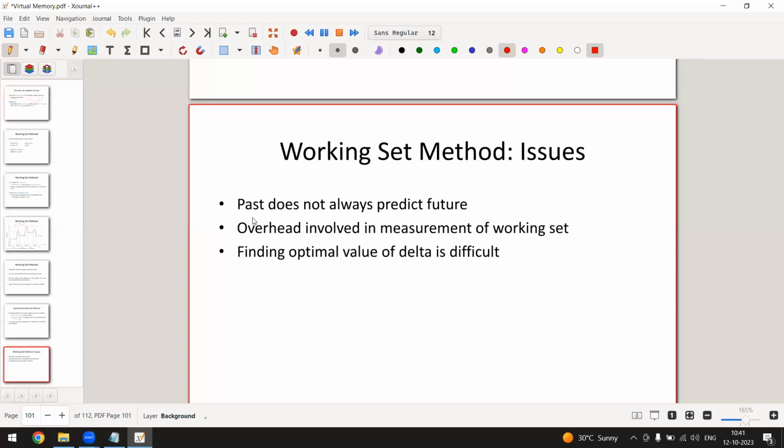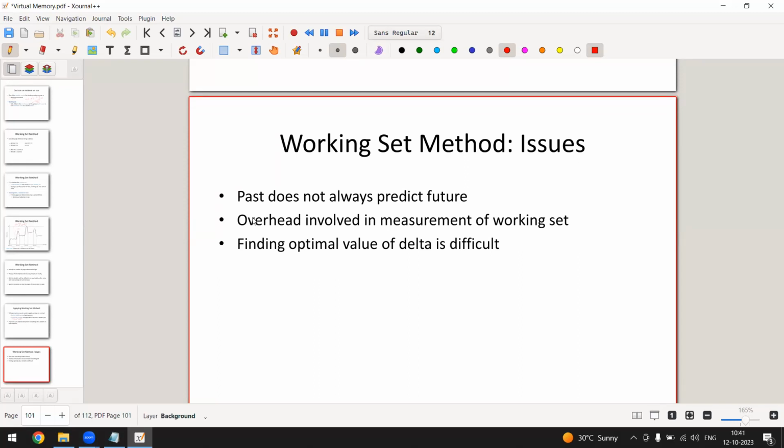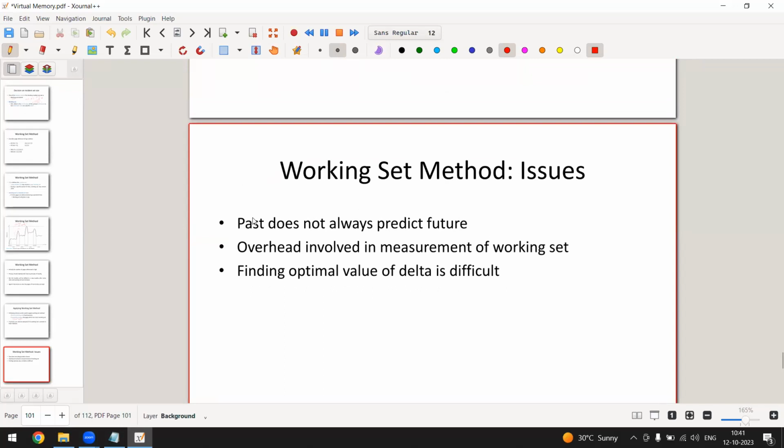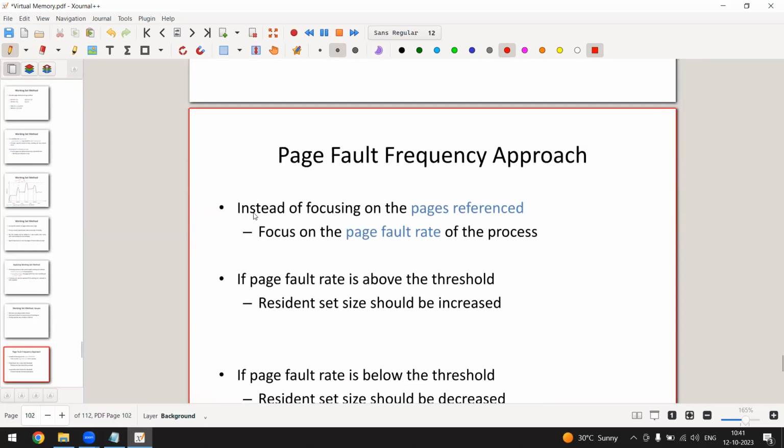Because the working set principle is very simple. At every point, you are looking at the past few references of the process, and based on that, you are swapping out the other pages. So if the past does not reflect the future, it will be difficult.